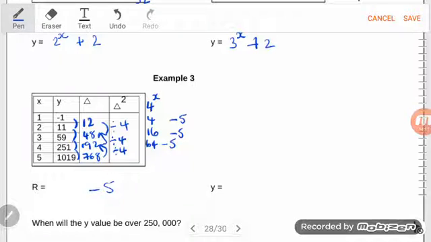I'm just going to make that tidier. 4^x. Okay, so y is equal to 4^x minus 5.